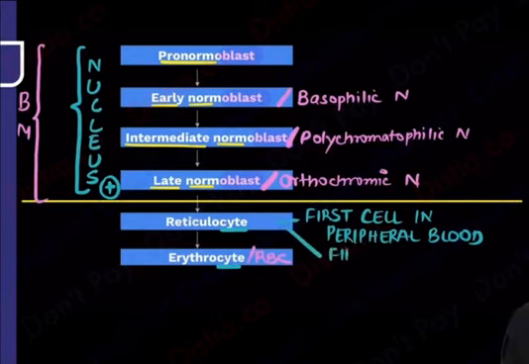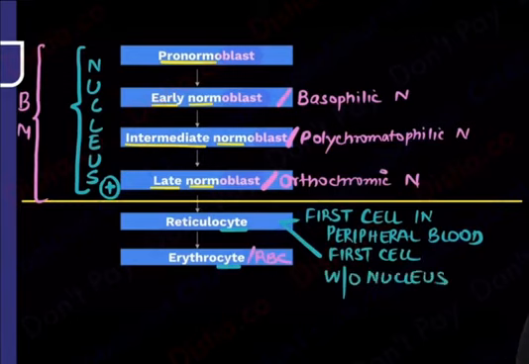Also, this is going to be the first cell without a nucleus. Which is the first cell in this series which is going to be without a nucleus? That is also a reticulocyte. So the reticulocyte is quite important, that's why I made a line above it.